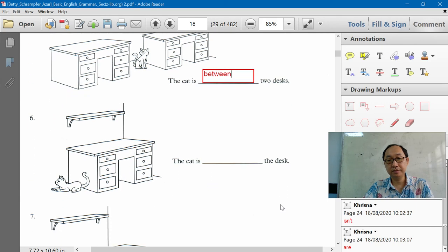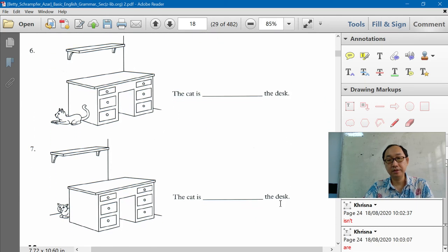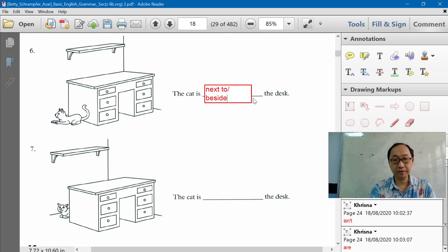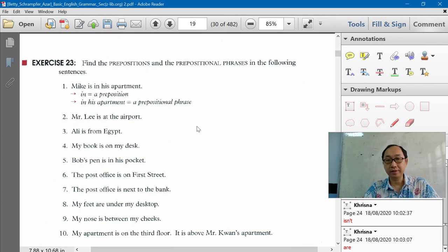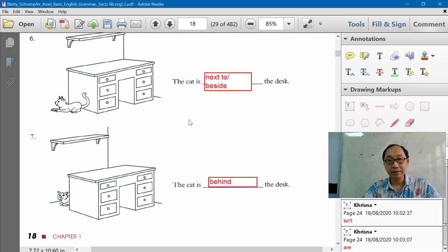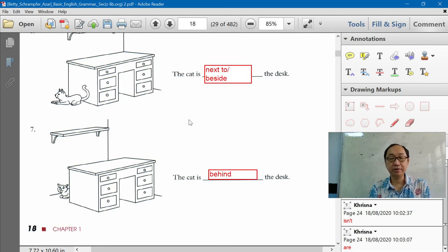And let's see. The cat is next to the desk or beside the desk. And then the cat is behind the desk. Do you like cats?